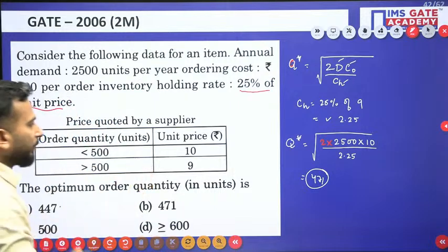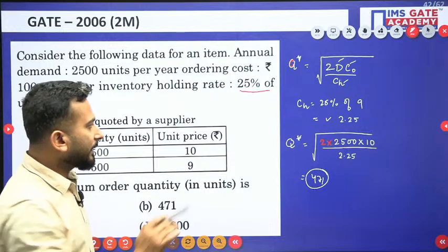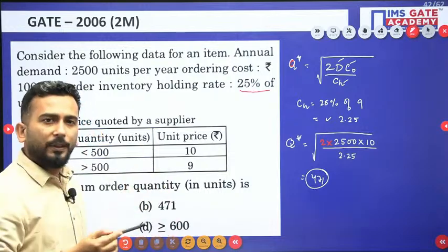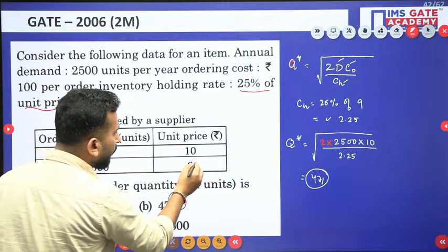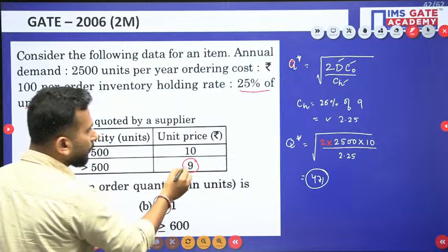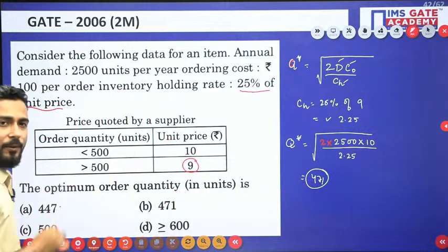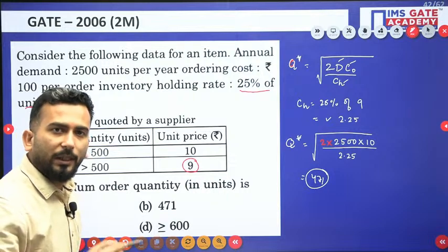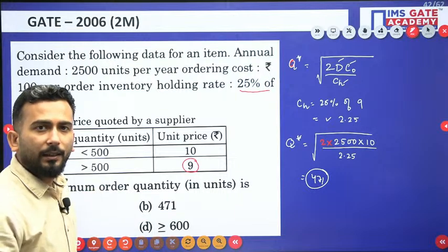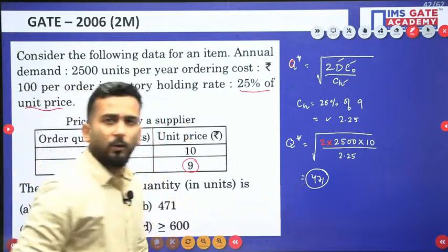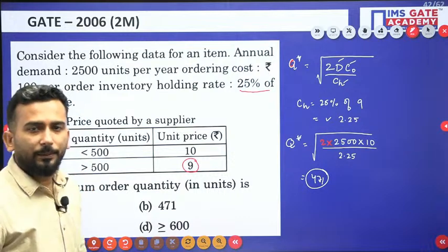Now immediately you will see whether it is falling in the feasible range or not. Simple. So when you took your unit price as 9, you got EOQ as 471. But 9 is valid only for 500 or more. If the quantity is more than 500, then only it is valid. So is it falling in the feasible range? No, it is not falling. Why? Because 471 is less than 500.